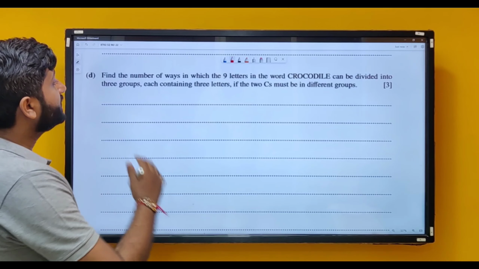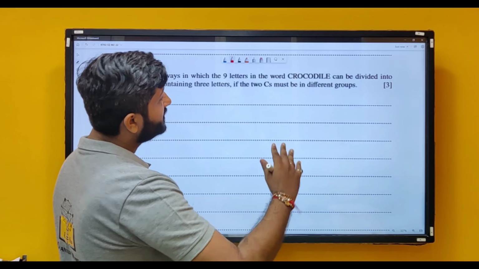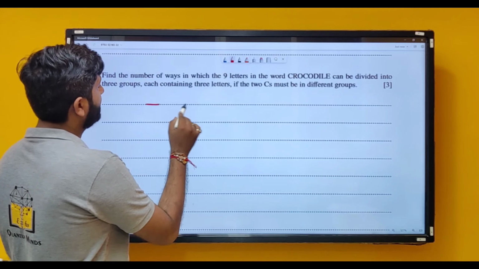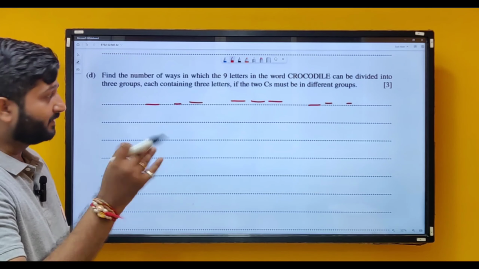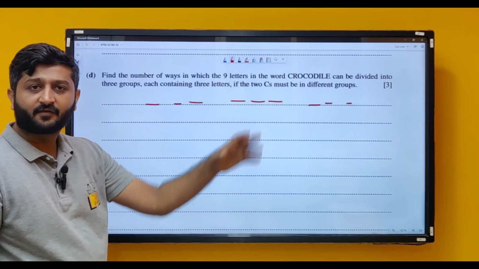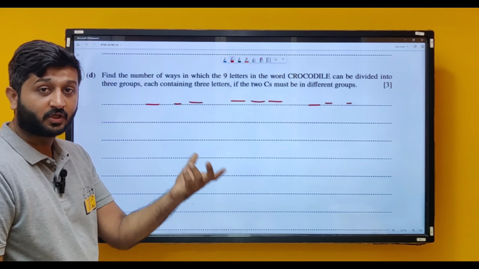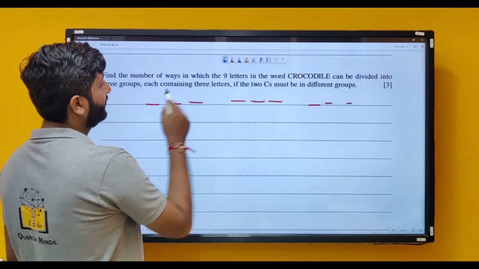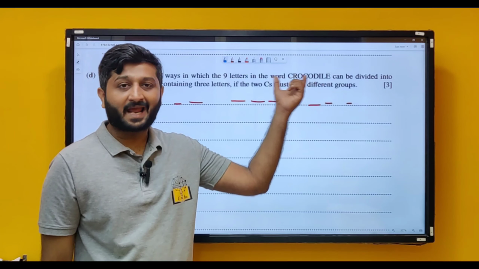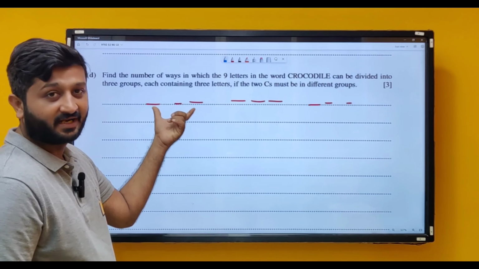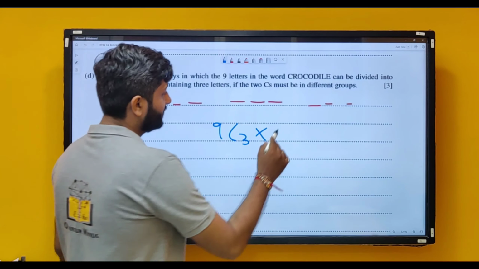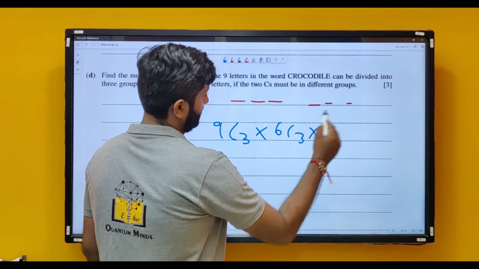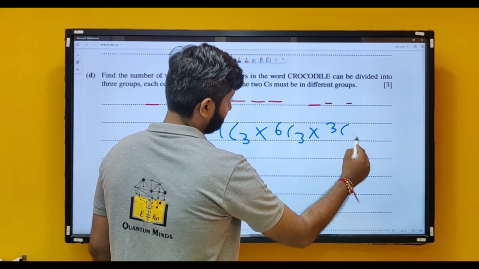Next part D. Find the number of ways in which the 9 letters in the word crocodile can be divided into 3 groups, each containing 3 letters, if the 2 C's must be in different groups. So we are supposed to divide this into 3 groups. Right. So what is the method of doing this? Let me first find out the total number of ways in which I can divide into 3 groups. For the first group, the total letters are 9 and I can have 3 letters in the first group. So 9C3. In the same way, the second group has 6 letters left, so 6C3. Now this will have 3C3.